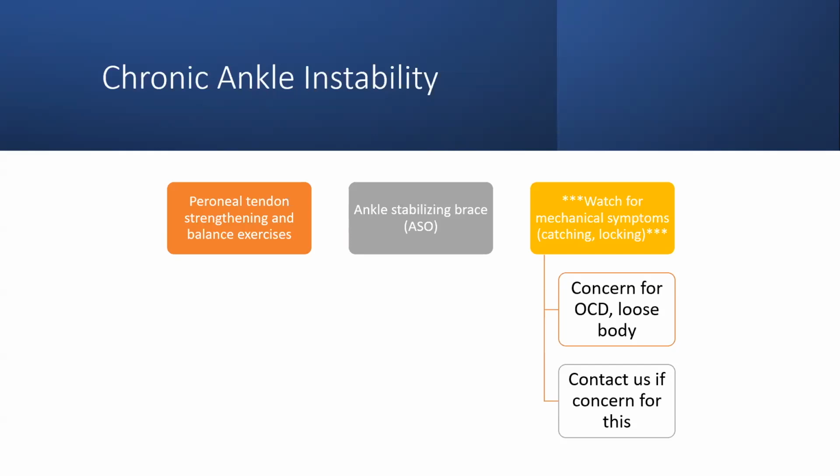During this time period, though, patients need to, and providers need to, watch out for mechanical symptoms, including catching and locking within the ankle joint. So if there is catching or locking in the ankle where a patient has difficulty with range of motion of the ankle and it feels like their ankle is stuck, some patients will describe it as it feels like there's a pebble in their ankle. There's a concern for a loose body within the ankle, or there can be concern for a cartilage lesion or a defect that happened during an ankle sprain event. If anything like that presents itself, that's definitely a red flag and something that we should be contacted about.